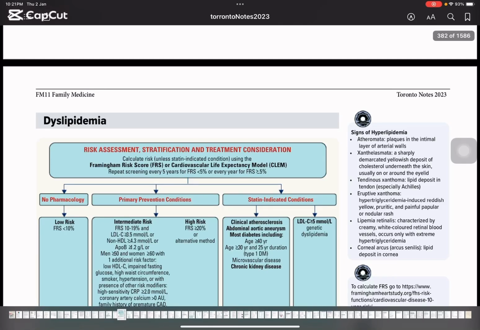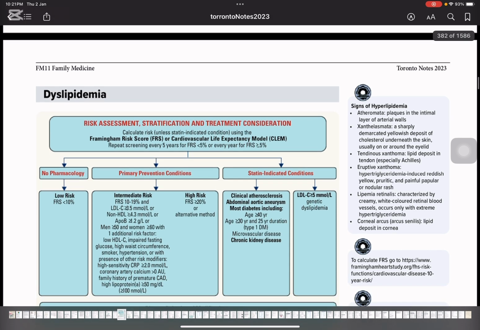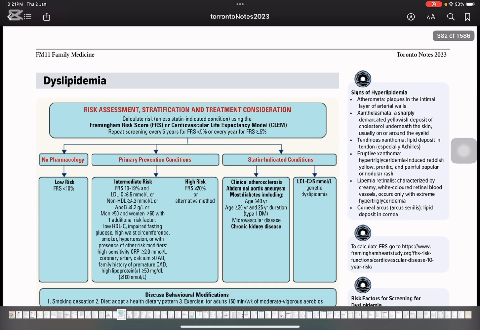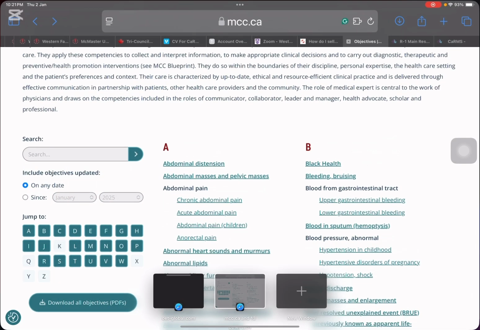Hello everyone. In today's video, we are going to study dyslipidemia. Dyslipidemia is divided into two parts. One is in the family medicine chapter of Toronto Notes, and the other one is endocrinology. So we will start from family medicine in this video, and in the next video we will talk about dyslipidemia from endocrinology. So let's start from the MCC objectives.